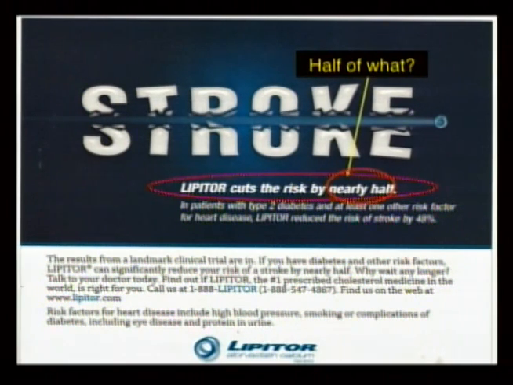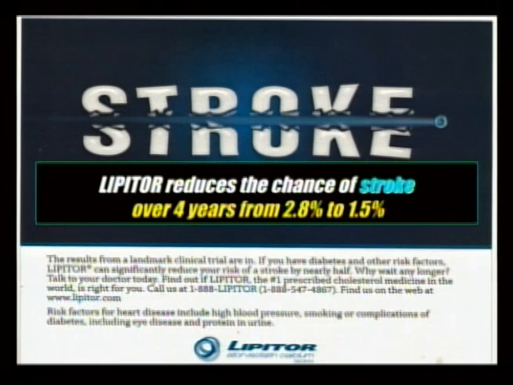So this is a classic example, the oldest trick in the book, where you present a relative risk reduction cut by half without giving the base rate, of half of what. So this magnifies small effects. If you looked for the actual data, you wouldn't find it in the ad, but if you track down the article that the ad's based on, you would find that Lipitor reduced the chance of stroke over 4 years from about 2.8% to about 1.5%.